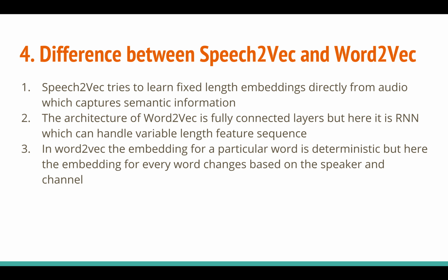But if you think of Word2Vec, we feed the one-hot encoding of the words as input, and try to predict the one-hot encoding of the words as output. So the input dimension in the case of Word2Vec is fixed, so we can directly use a fully connected layer or feed-forward neural network to feed the words as input and try to predict the words as output. So that is the difference.